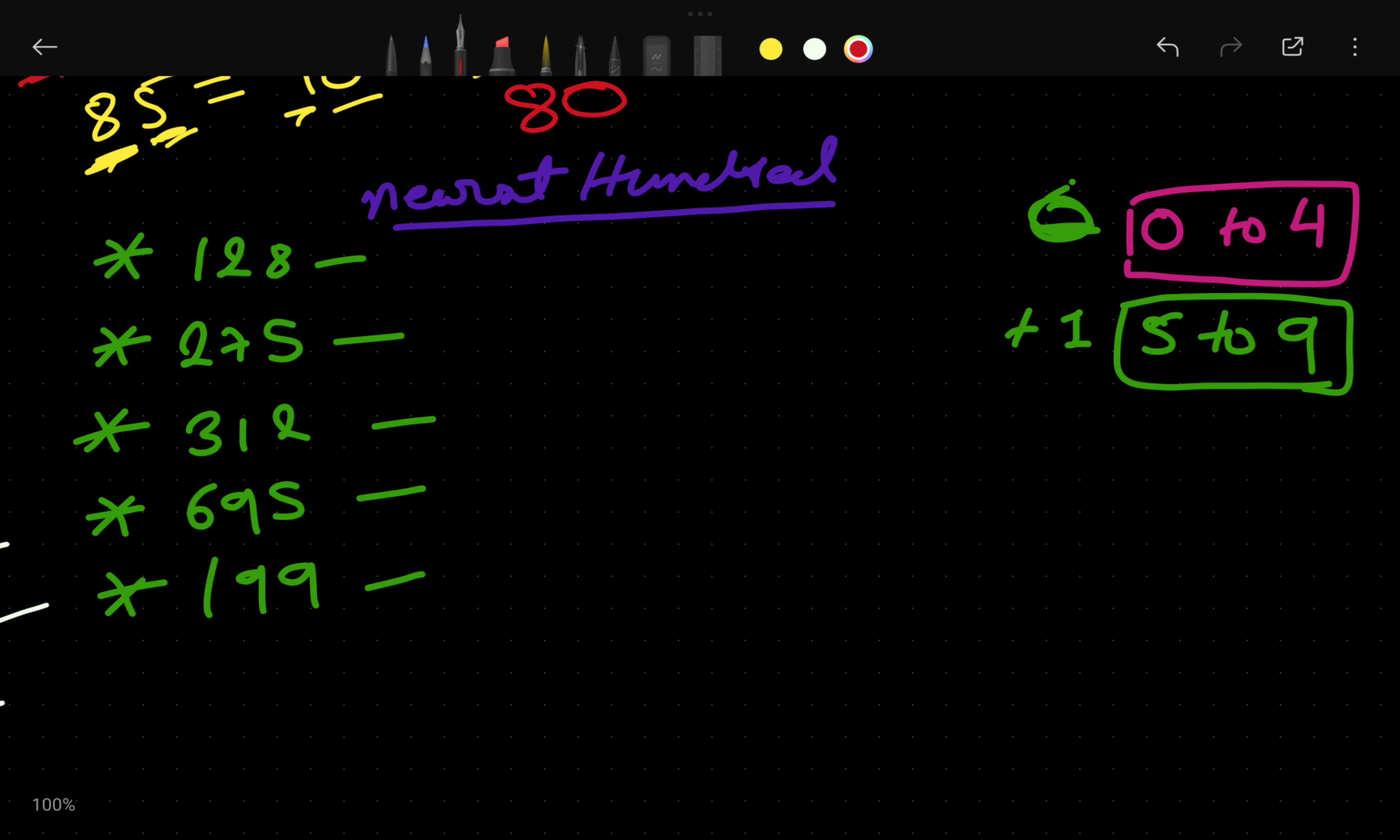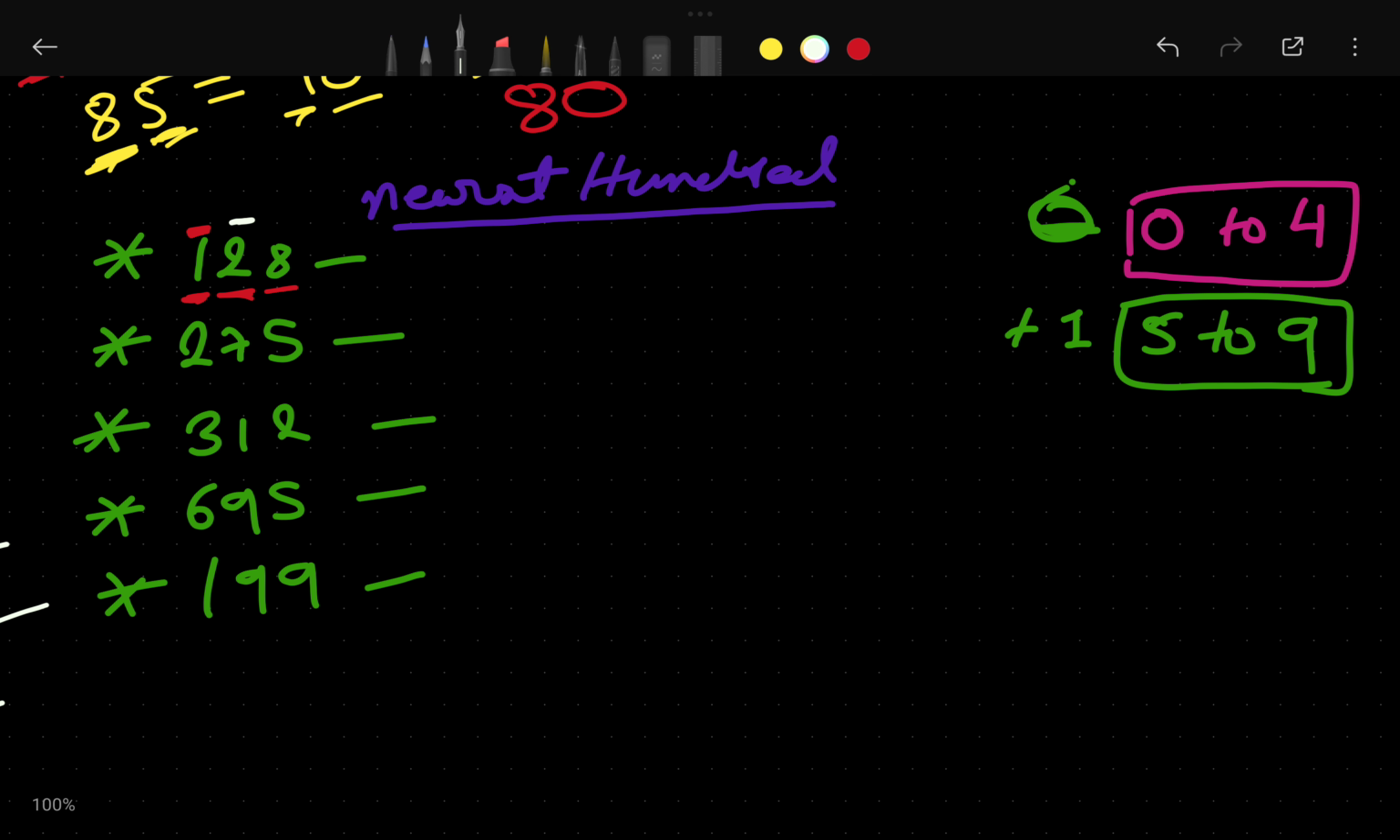So first of all, we have to see the 100. This is the ones, this is the tens, this is the 100. So this 1 is the 100 place, but we don't have to see the 1. We have to see the second place, which is near to the 100. Like 2 is very near to the 100. We have to see the 2.